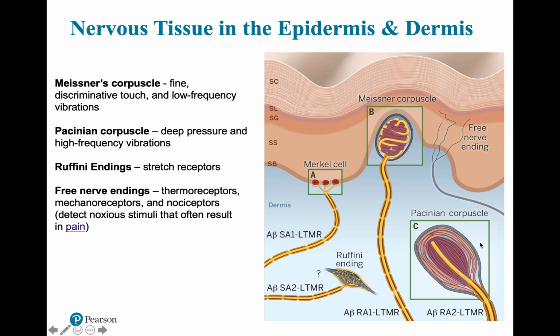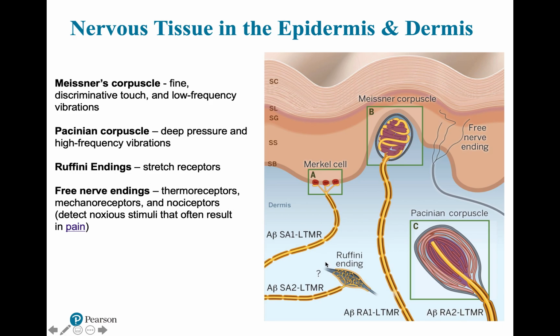Pacinian corpuscles, remember these are these large nervous tissue structures that are found deeper within the dermis. And the fact that they're larger and they're located deeper within the dermis, they're going to detect deep pressure. It's going to require a lot more pressure on the cutaneous membrane to stimulate these guys because they're located deeper within. So deep pressure receptors as well as high frequency vibrations, that's what this nervous tissue structure will pick up and sense.